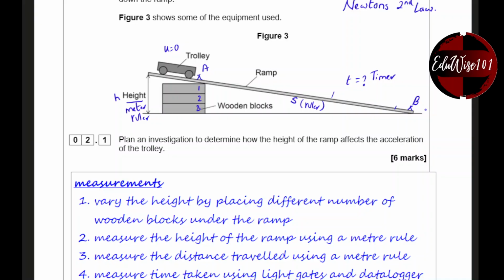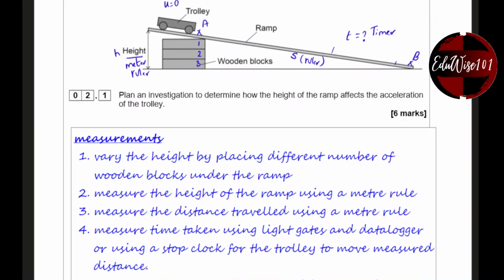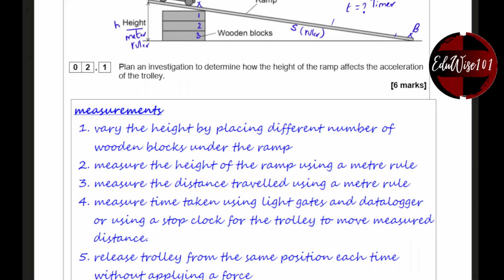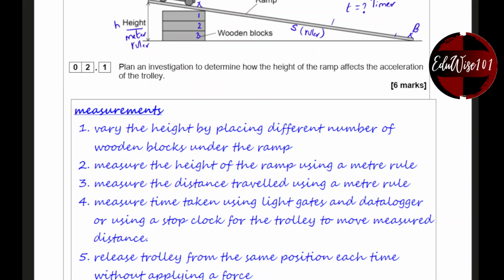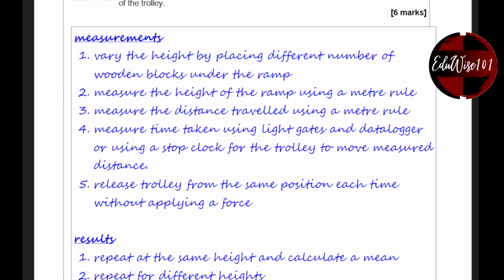Now if you've got light gates, you could literally use it to measure the acceleration itself straight off. So any of those methods is fine. You measure time using light gate and data logger, or using a stop clock for the trolley to move a measured distance. Now one of the key things that you need to do is to release the trolley from the same position each time without applying a force, meaning that you're not pushing the trolley down the ramp.